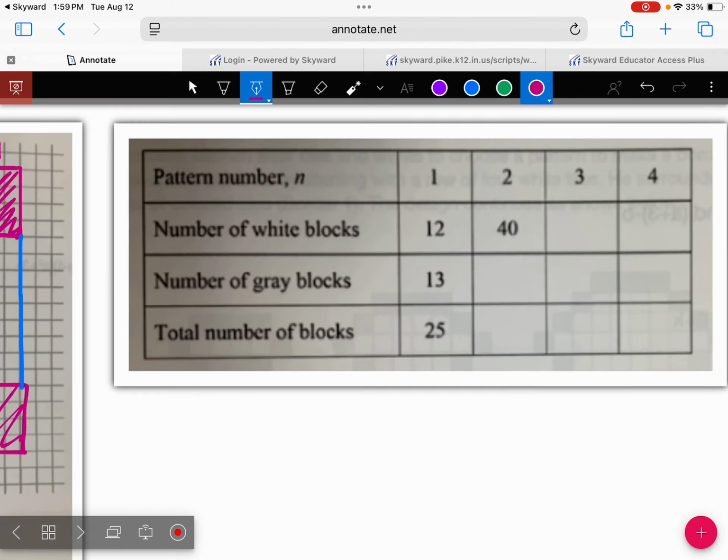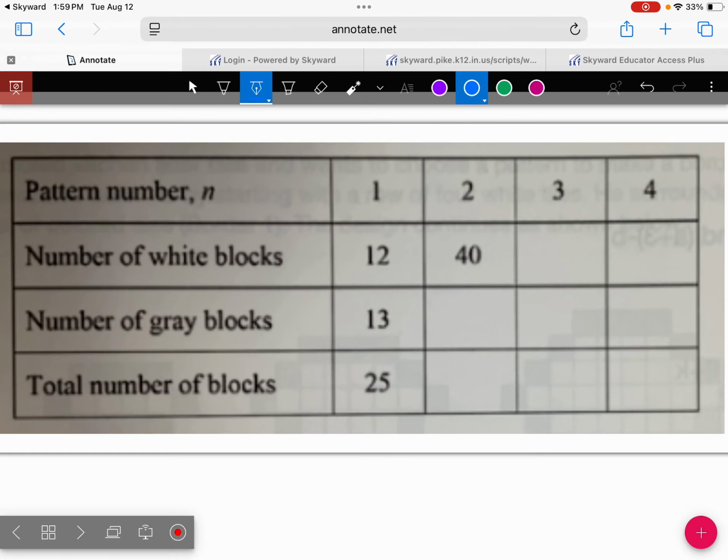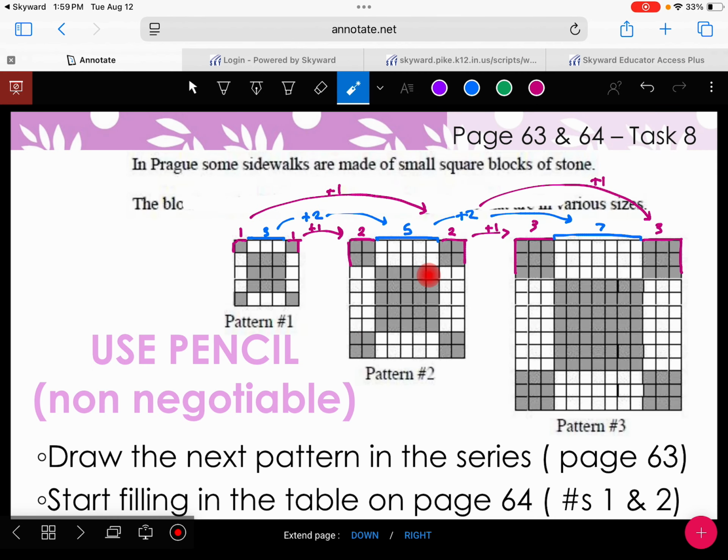What do we think? How many blocks are there in pattern number 2? I would say either the total altogether or the total number of gray blocks. Either way. Find me one of these for this guy.